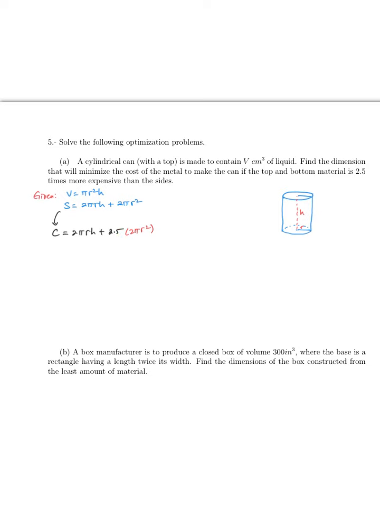Now here you have two variables, the radius and the height, and remember you can only solve this with one variable. From here, notice that the volume is constant, pi is constant, so you solve for h, and if we solve for h, this will be equal to the volume over pi r squared. Okay, so we solve for h.